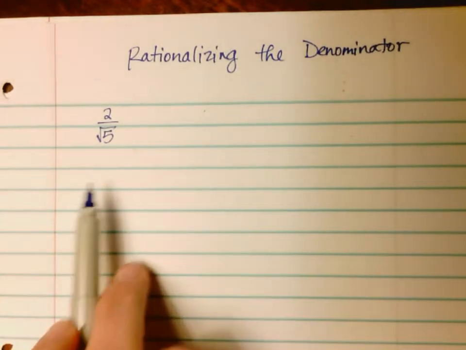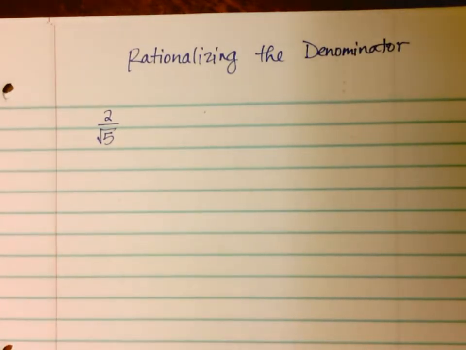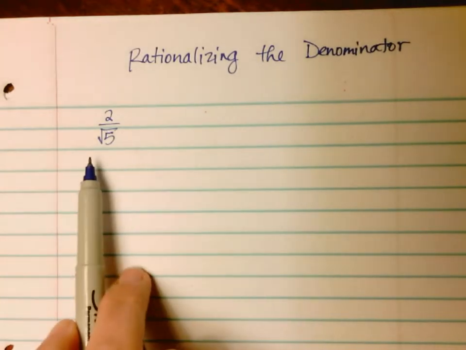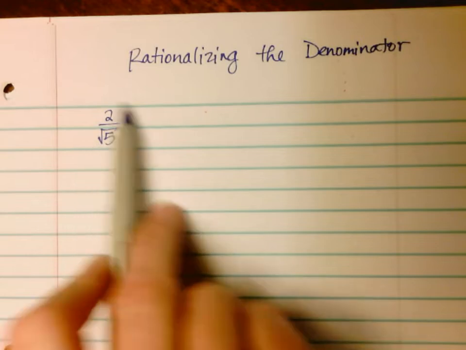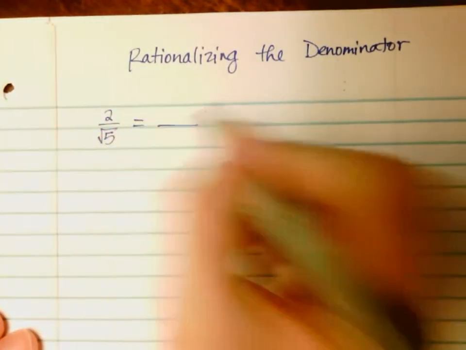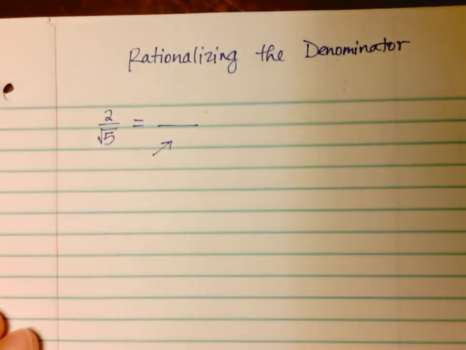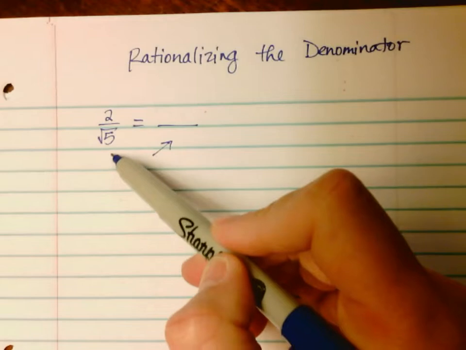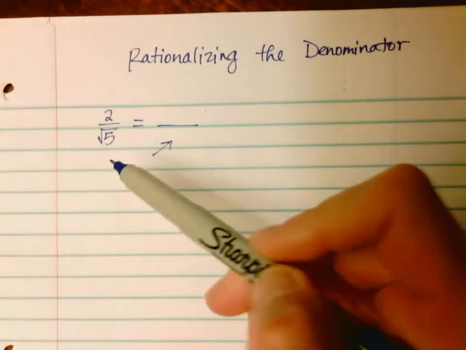Now in math, with equations, we have to keep each side of the equation balanced. Here, we don't have an equation. I have a fraction, and I'm trying to change this fraction so that the denominator does not have a radical sign in it. Well, I can do that, but I can't change the value of my original fraction.